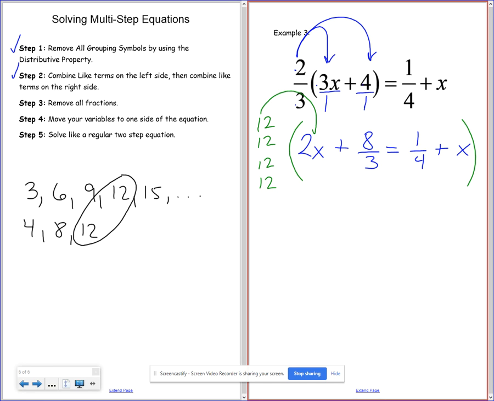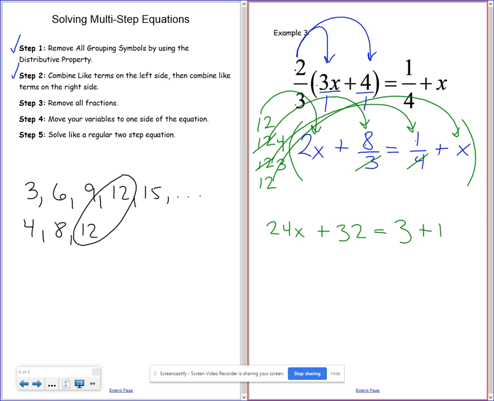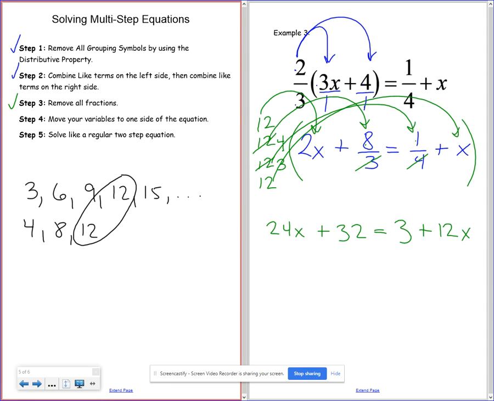So I'm going to take 12 times 2x. 12 times 2x is 24x. Now I'm going to take 12 times 8/3. Well, again, 3 goes into 12 4 times, so this will be just 4 times 8, which is 32. Equals, take 12 times 1/4. Well, 4 goes into 12 3 times. So this will be 3 times 1, which is 3. And then last, 12 times x is 12x. So we got rid of all the fractions.